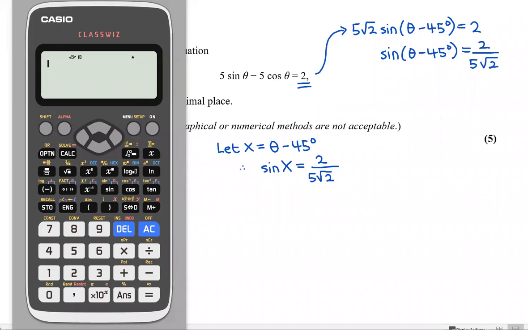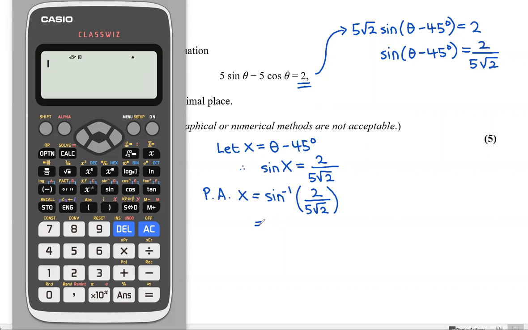So now I've set x equal to theta subtract 45. I'm going to be solving the equation sine x equals 2 over 5 root 2. This will get us our principal angle. So it's a positive amount, so I don't have to worry about the sign here. So for the principal angle, we have x is going to be the inverse sine of 2 over 5 root 2.